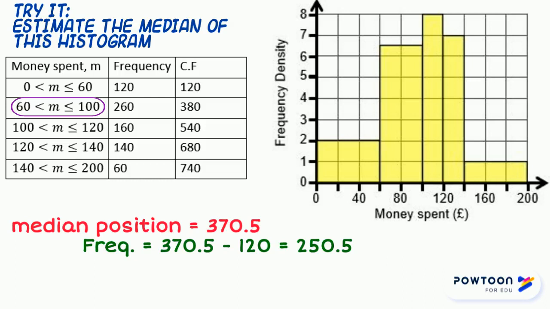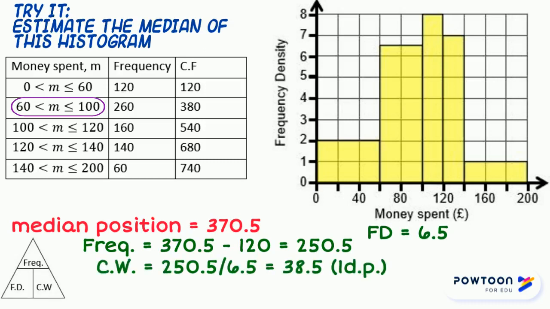Using the histogram, we can figure out the frequency density for our interval is 6.5. That means the class width is just 250.5 divided by 6.5, and we get about 38.5, to one decimal place. We're finally at the last step. That 38.5 is saying that we're 38.5 into our interval, which started at 60. So it's just 60 plus 38.5, which means our median is estimated to be 98.5.